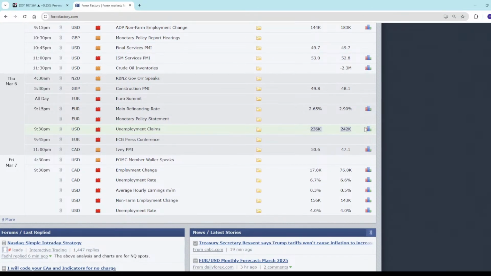And lastly, on Friday, we have US FOMC member Wallace speaking, and Canada's unemployment rate, which is expected to be slightly higher than previous, and US average hourly earnings, non-farm employment change, and unemployment rate.